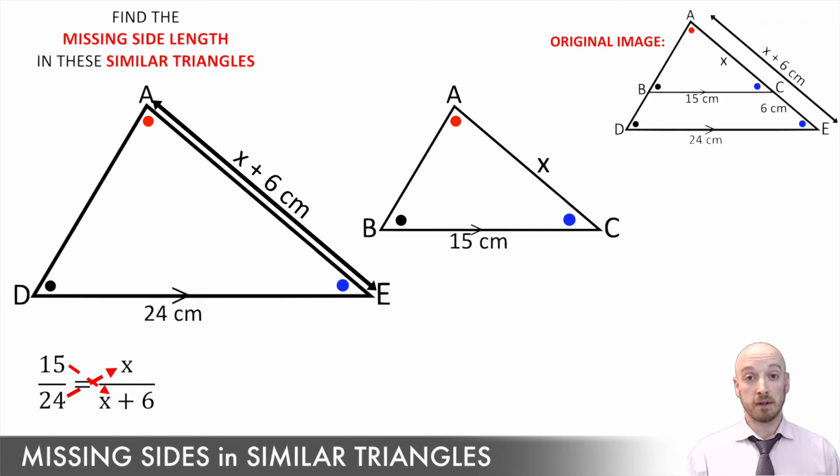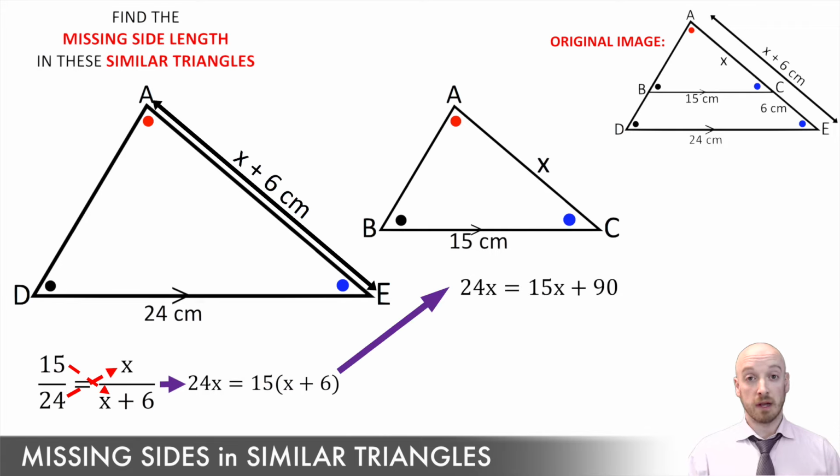And when I multiply the diagonals here, I get 24 times x, and then I get 15 times x plus 6. Now be careful here and remember, when I've got a number multiplied by 2 terms, I've got to multiply the number out front by the 2 terms separately that I've got. So here I'll do 15 times x and then 15 times 6. Now once I do all this, what I end up with on the left side is 24x, and on the right side I've got 15x plus 90.